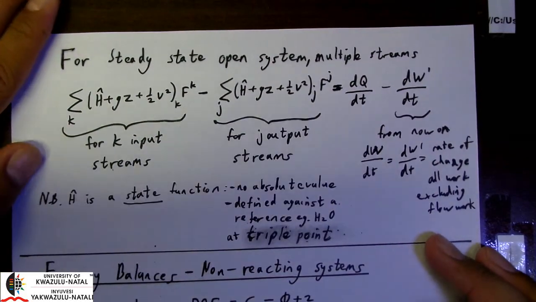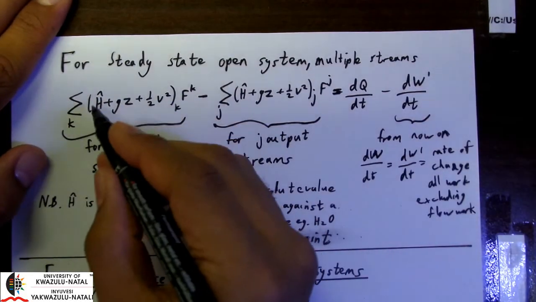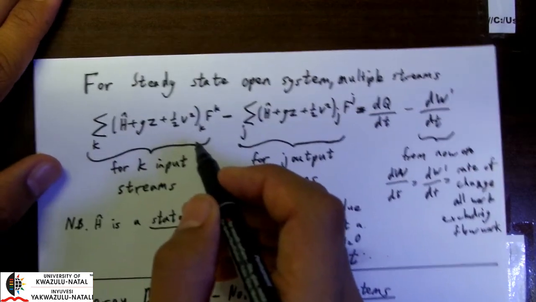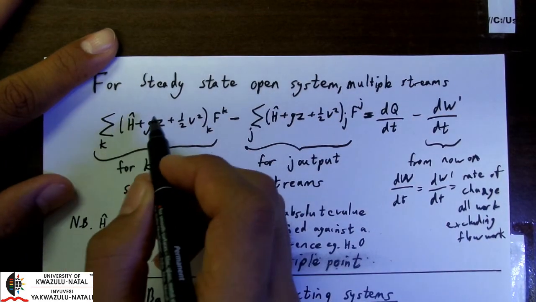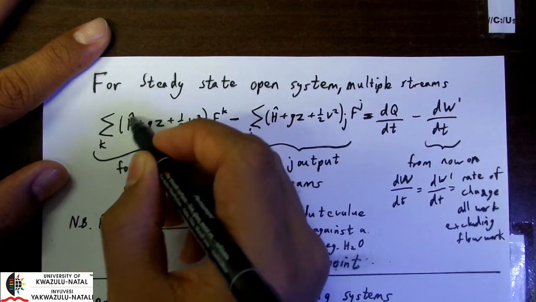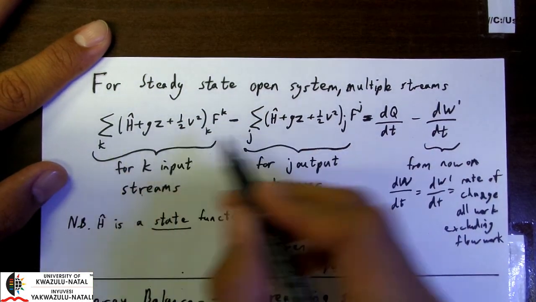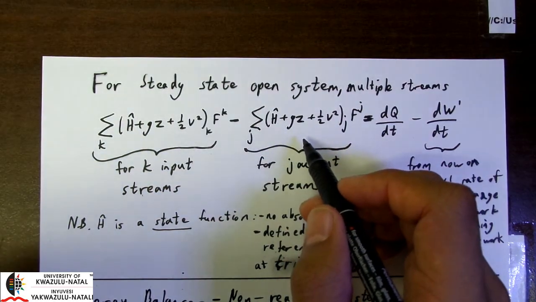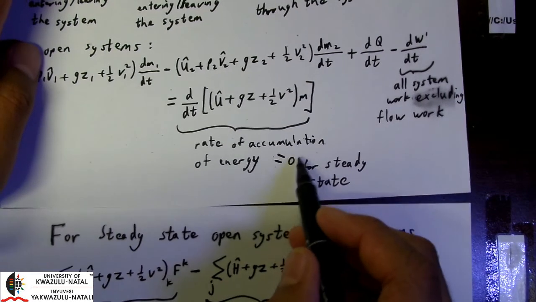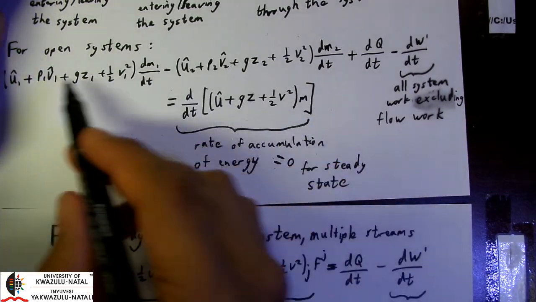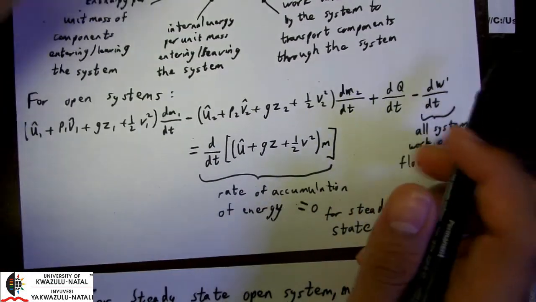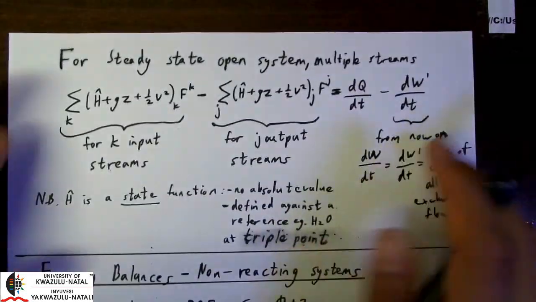If we group up our enthalpy terms, H is equal to U plus PV. So instead of having the internal and flow work energy, we are grouping it up to form our enthalpies for our input stream and our output stream. Then for steady state, remember accumulation is 0. So this large equation here ultimately becomes the following.